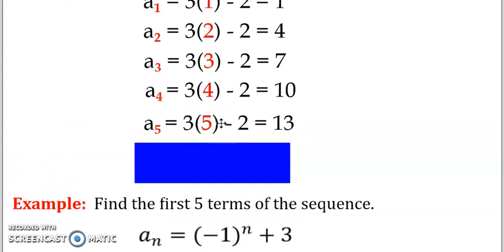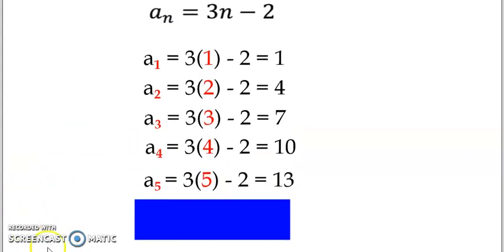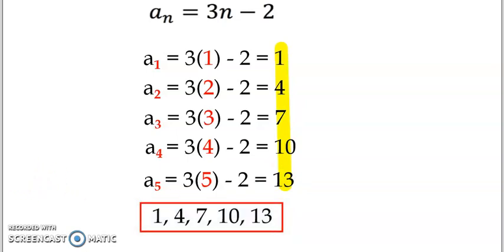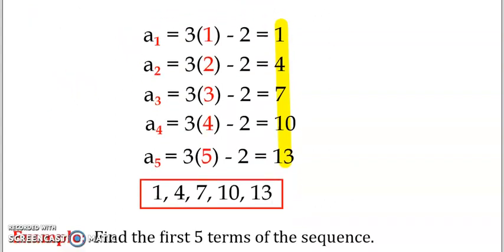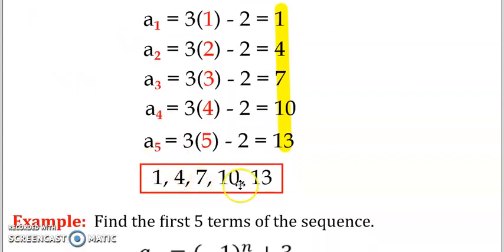As we continue this pattern down, you'll notice all of these resulting values that I'm getting, those are going to be the numbers of my sequence. So the first 5 terms of this sequence, represented by this formula, 3n minus 2, is 1, 4, 7, 10, 13. And we always write out the numbers in a sequence separated by commas, just like this.